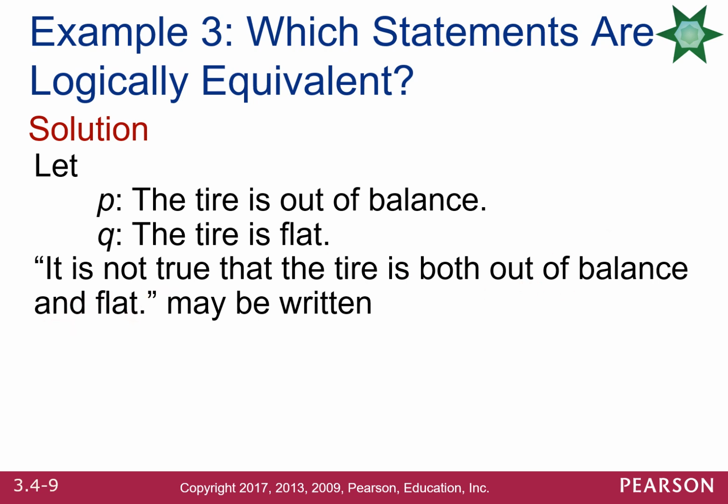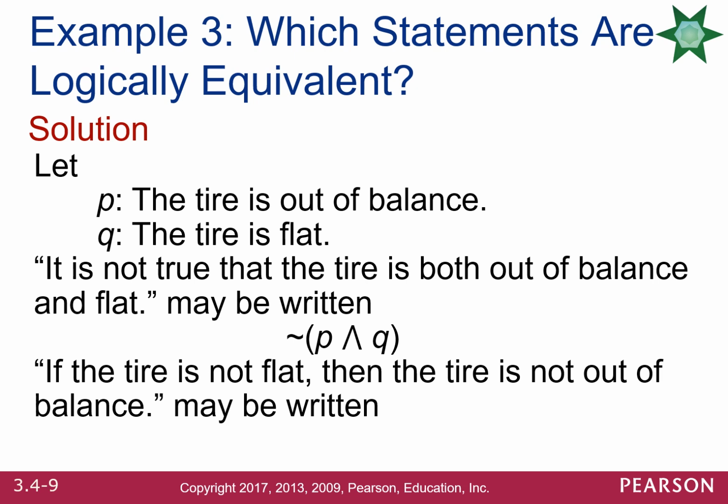So the way we wrote it was exactly the way they have written it. There's the negation to start with for the first not, and then within brackets, it's out of balance represented by P. There's an and, so we have the and symbol followed by Q, which represents that the tire is flat. And then they will take the first of the four statements that followed, that's part A, and put that in symbolic form. So if the tire is not flat, then the tire is not out of balance.